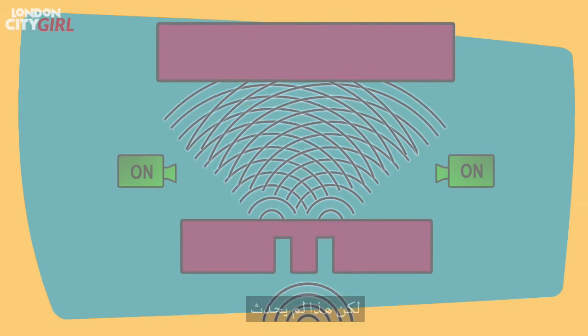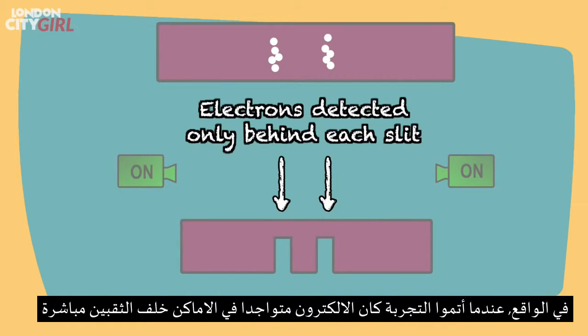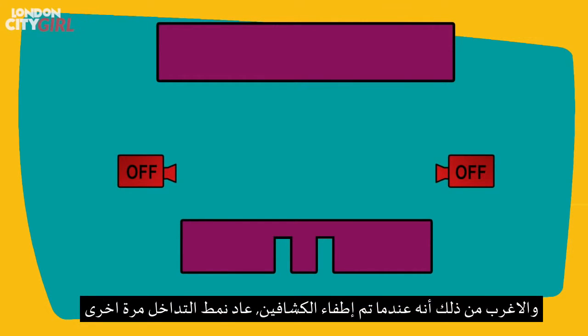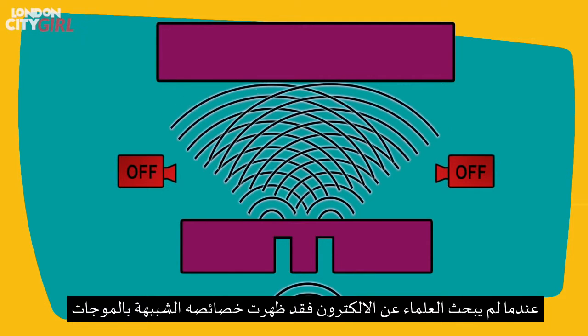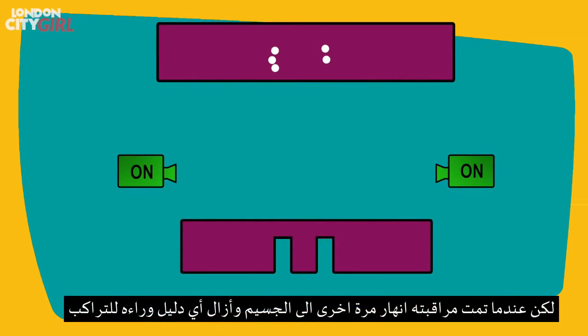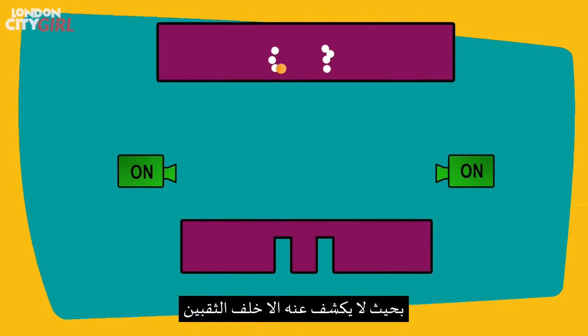But that didn't happen. In fact, when they did the experiment, the electrons were found only in the areas directly behind the slits, and no interference pattern emerged on the back detector. Stranger still, when the detectors were switched off, the interference pattern returned. When scientists weren't looking for the electrons, they continued to exhibit their wave-like properties and land on the back detector to produce the interference pattern. But when the electrons were observed, they collapsed back to a particle and eliminated all evidence of the superposition by not being detected anywhere but behind the slits.